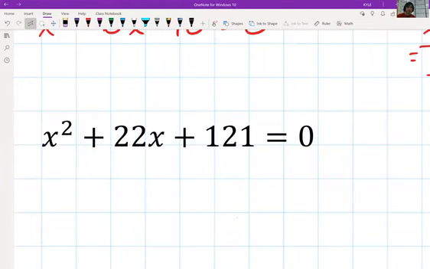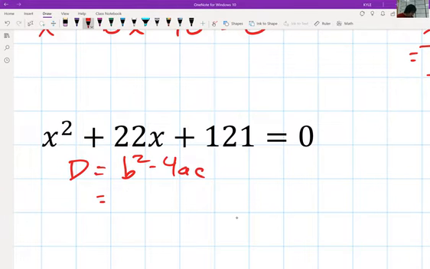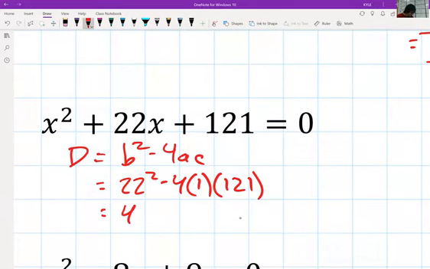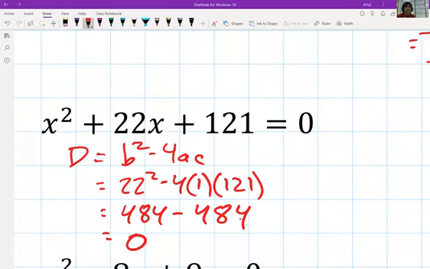x squared plus 22x plus 121 equals 0. So I'm going to start by finding the discriminant. Discriminant equals whatever was under the radical, so b squared minus 4ac, or 22 squared minus 4 times 1 times 121. This is what I'm definitely using a calculator for. 22 squared is 484 minus 4 times 1 times 121 also equals 484. So my discriminant in this case equals 0.